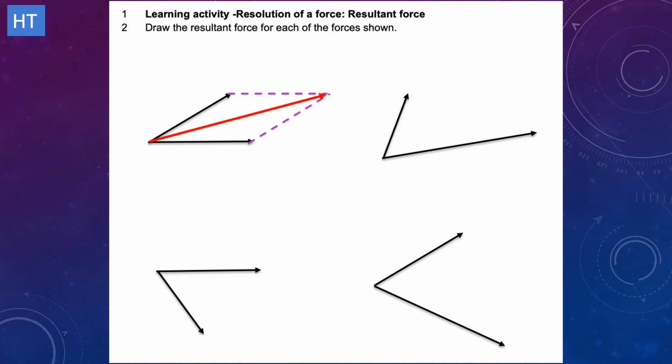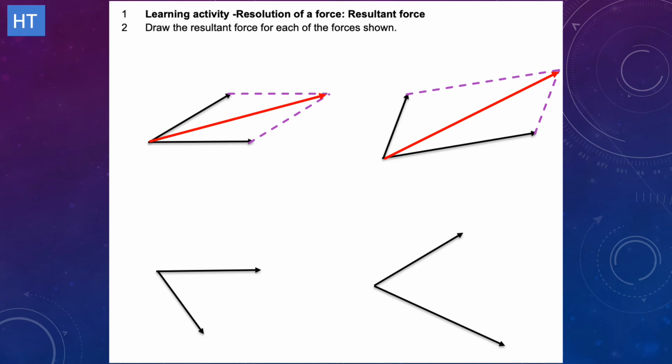I'll try one more with you and see if you can do the other 2 by yourself. Again, you have 2 lines, so you want to copy those 2 lines, same length, same angle, and shift them over so that you have a parallelogram. Then the third step is connecting the 2 corners together so you have your resultant force, like that. So go ahead and try to do the exact same things to the bottom 2 diagrams. Pause the video and I'll show you what it should look like.